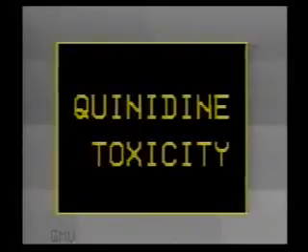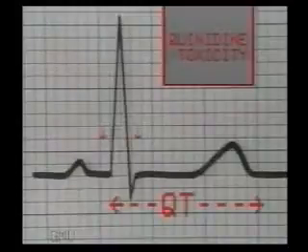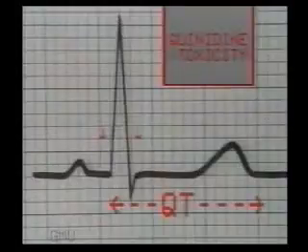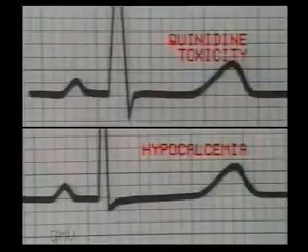Quinidine toxicity. Quinidine toxicity results in lengthening of the QT interval and also widening of the QRS complex. Note that in this ECG, the QRS complex is widened uniformly and the ST segment is also prolonged with overall lengthening of the QT interval. This is in contrast with hypocalcemia, where QT segment is prolonged but QRS and T waves are normal.